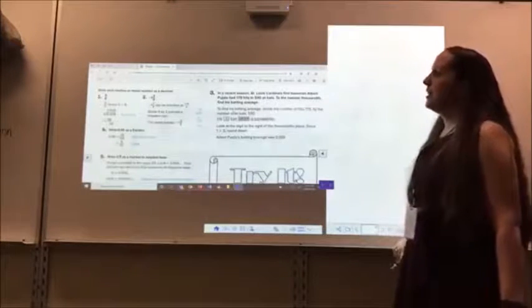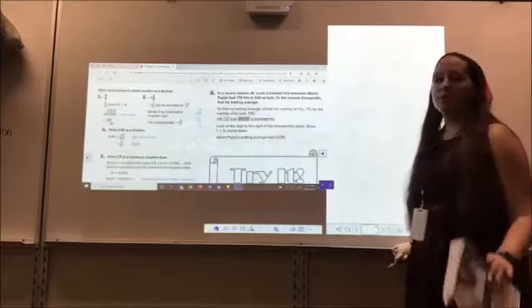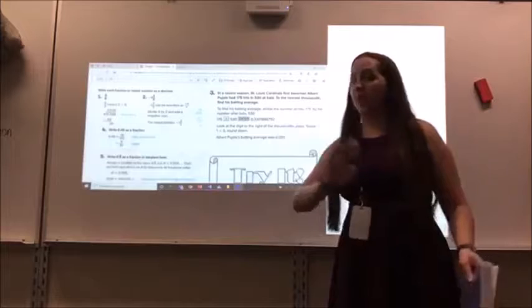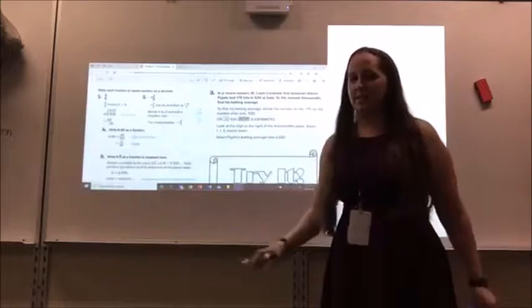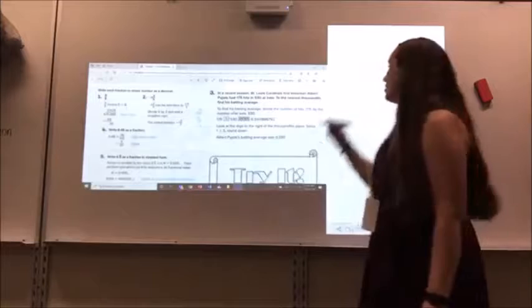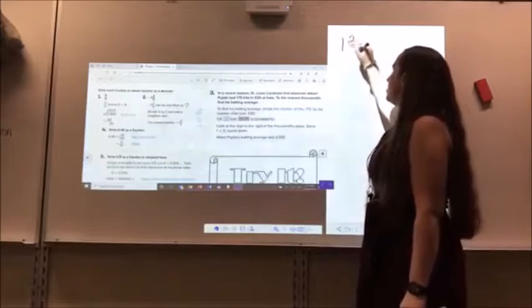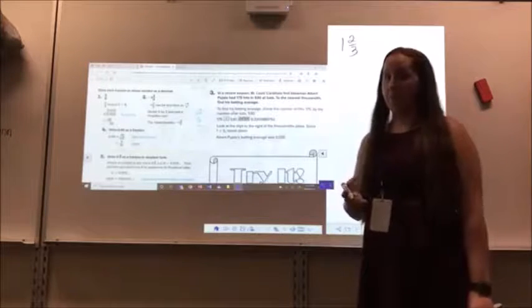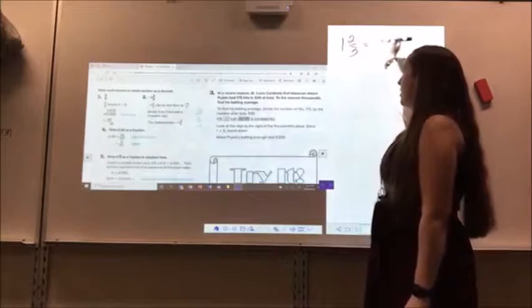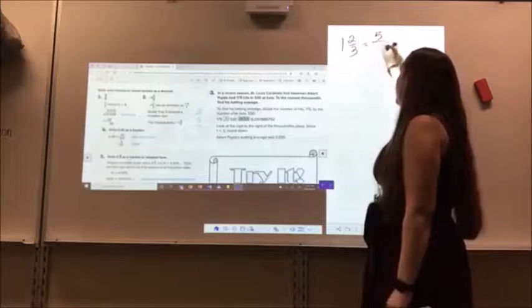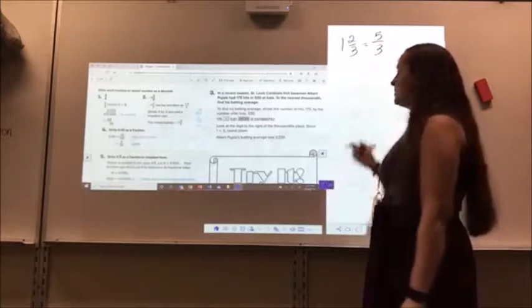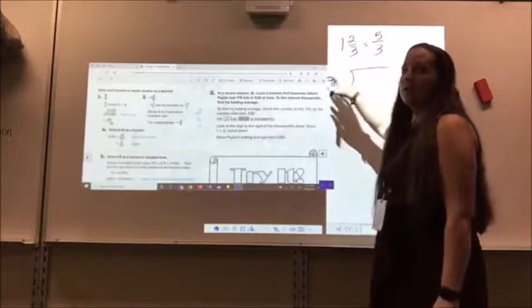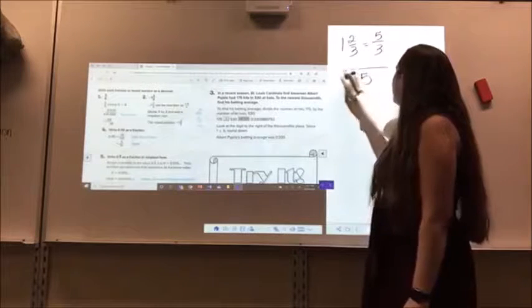Number 2 is negative 1 2/3. So the first thing that you want to do is forget the negative. Just pretend it doesn't exist for right now. So I have 1 2/3. The first thing I want to do is write this as an improper fraction. 3 times 1 gives me 3, plus 2 gives me 5, so I have 5/3. Now I want to do the same type of thing. Your numerator always goes on the inside, your denominator goes on the outside. So I have 5/3.